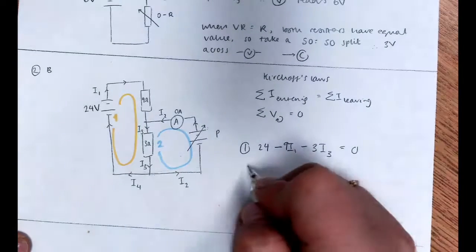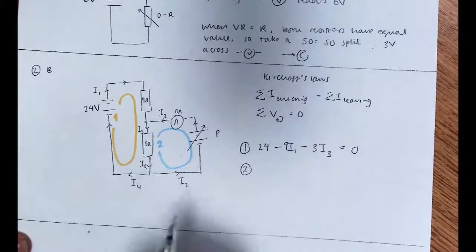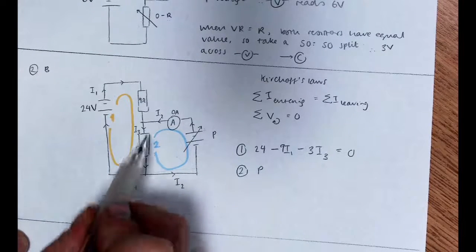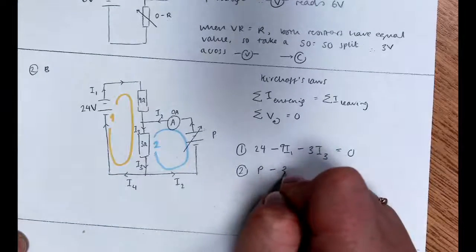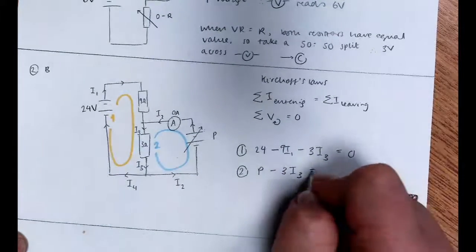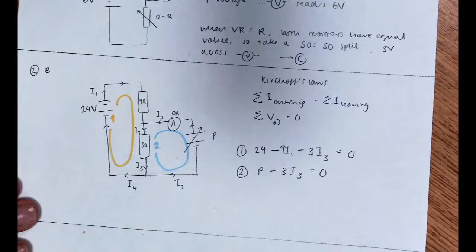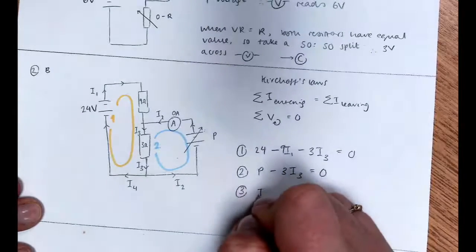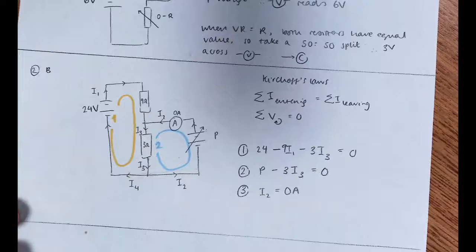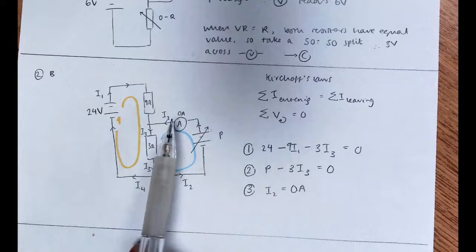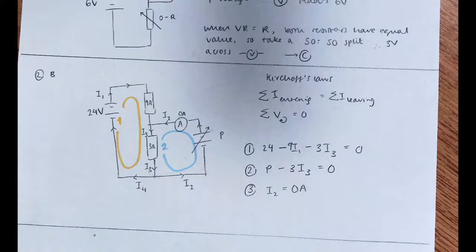Let's look at our second loop now. It picks up P, so plus P, as it travels through. The only thing that is dropped here is going to be 3I3, so minus 3I3 must equal 0. We also know that I2 must equal 0 amps. The reason we know that is because the question is literally asking what value of P will cause the current through the ammeter to be 0 amps. Now let's have a little look at what else we know.